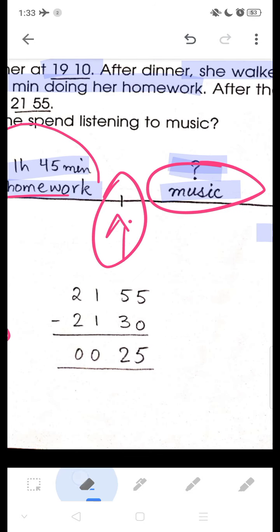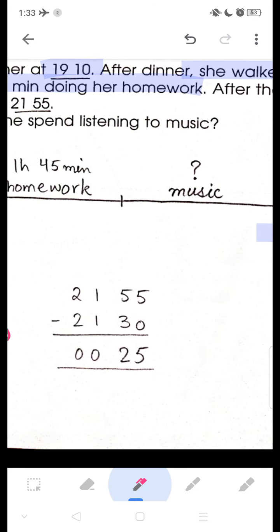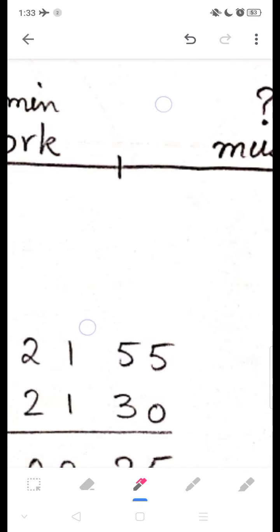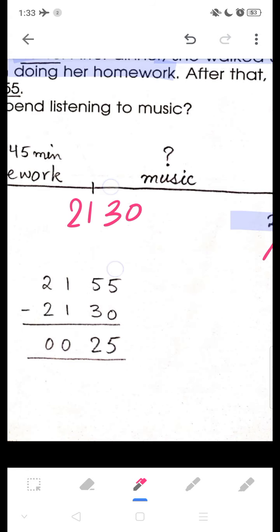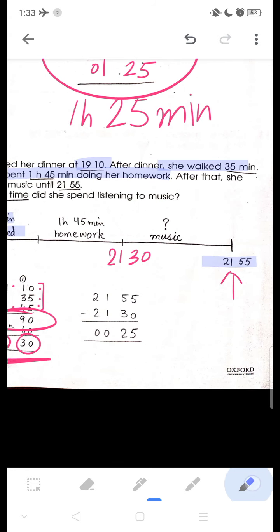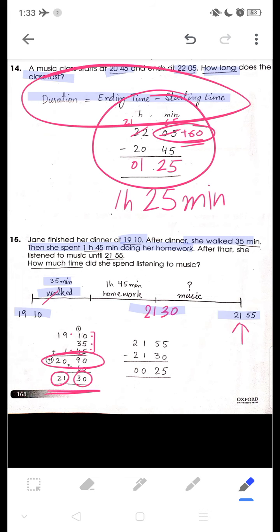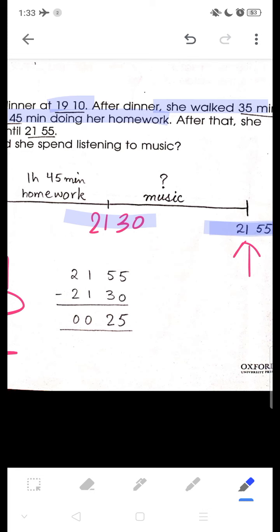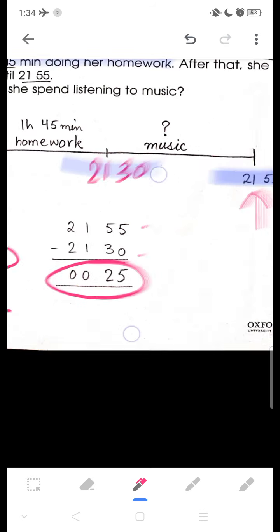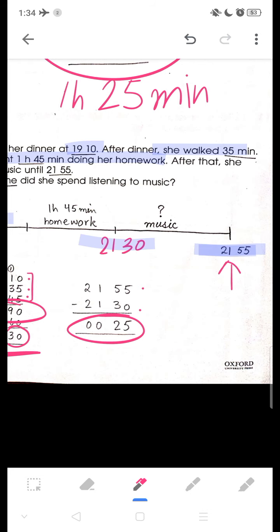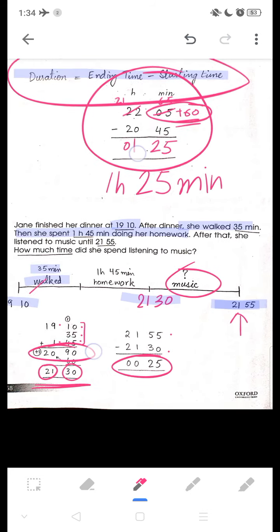Now we will write 21:30 here. We have found out the time when she started listening to the music. Now we have the starting time and the ending time. So duration is subtracting starting time from the ending time. As we have subtracted, we have the duration, which is 25 minutes for this music. So we have gotten our answer.